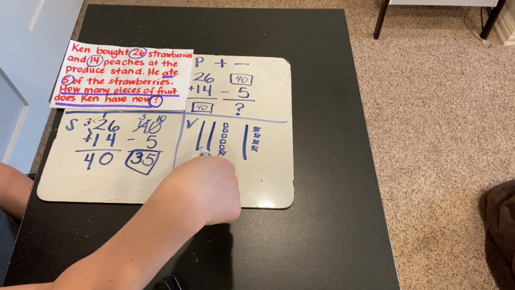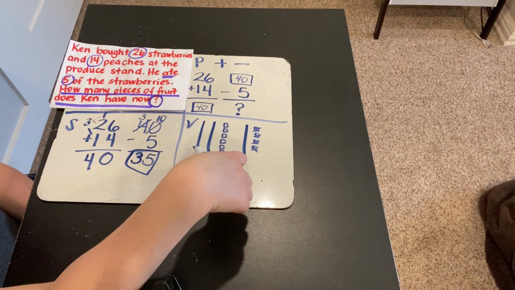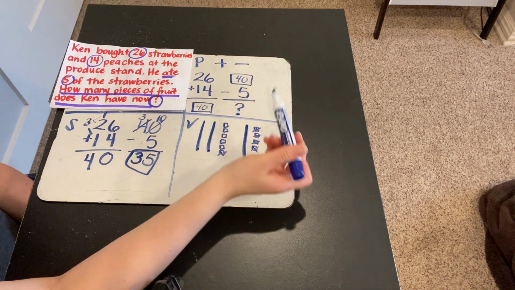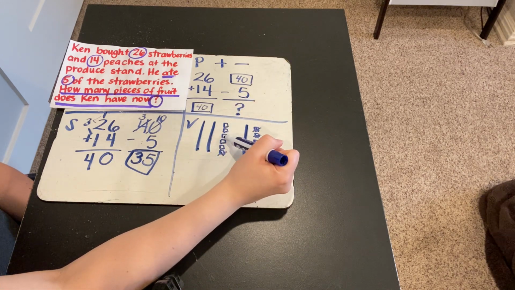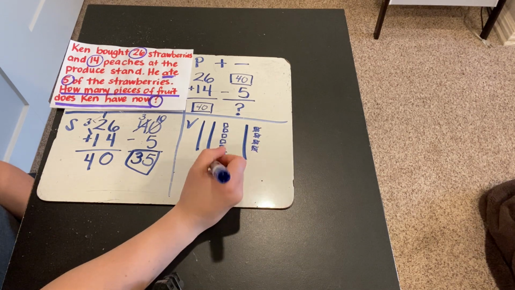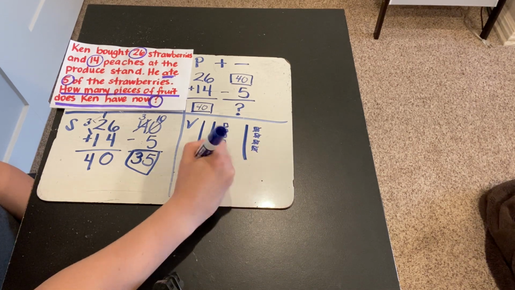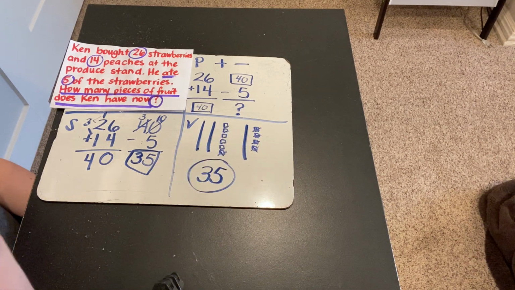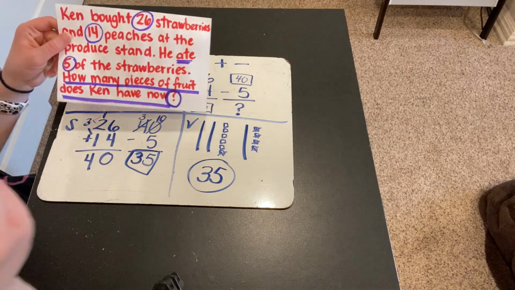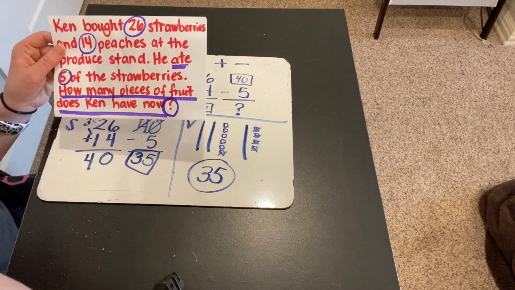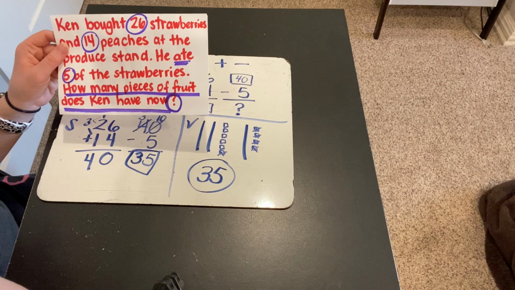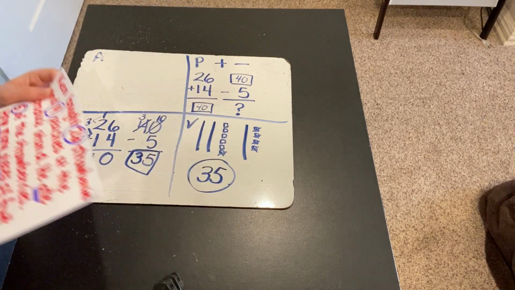Okay, and now let's count how many there are now. 10, 20, 30, 31, 32, 33, 34, 35. So see, I got 35 both ways that I worked the problem. So I know for sure the answer is 35, and I can answer the question. How many pieces of fruit does Ken have now? He has 35.